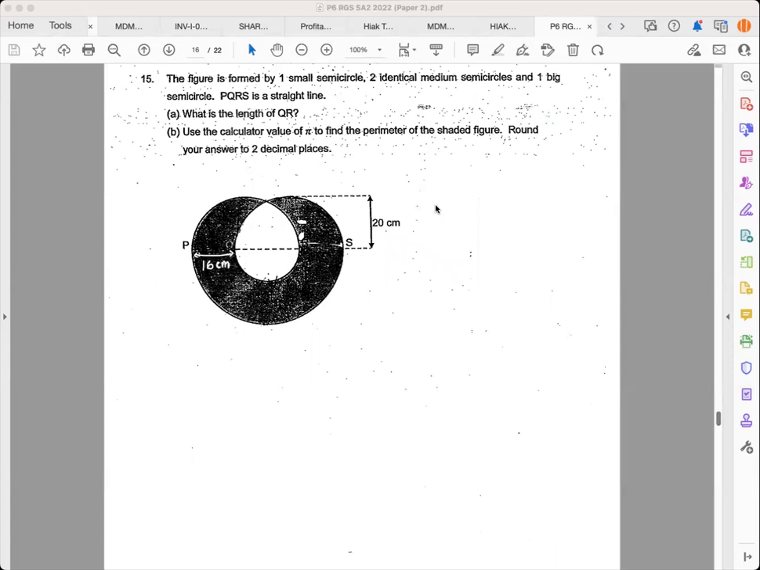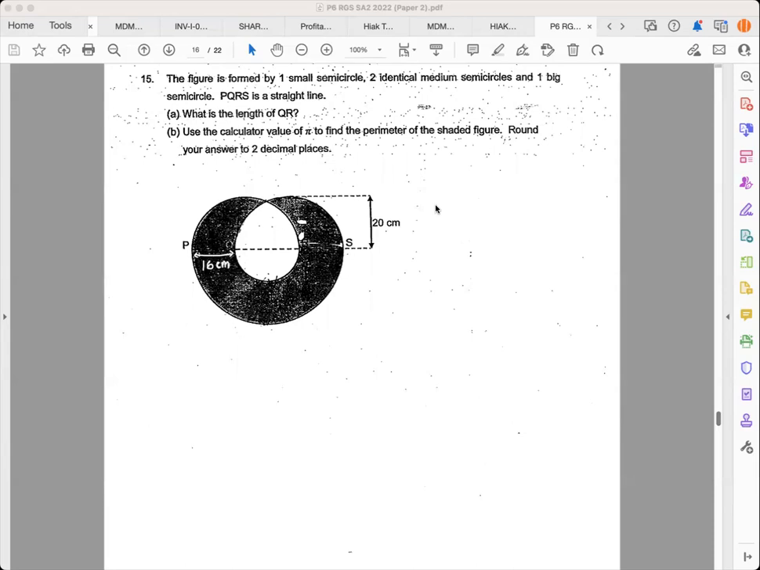The figure is formed by one small semicircle, two identical medium semicircles, and one big semicircle. So let's identify where is the small semicircle. The small semicircle is this. Okay, this is a small semicircle.